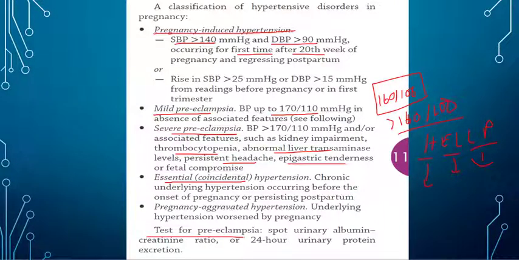If you want to confirm preeclampsia, what do you have to do? You need to confirm that if this patient is actually losing protein in the urine. So how do you measure that? You can either do a 24-hour urinary protein level, or more easier is to do the urinary albumin creatinine ratio. Okay, so urinary albumin creatinine ratio, that's usually the best investigation to find out if this patient is actually having a proteinuria or not.